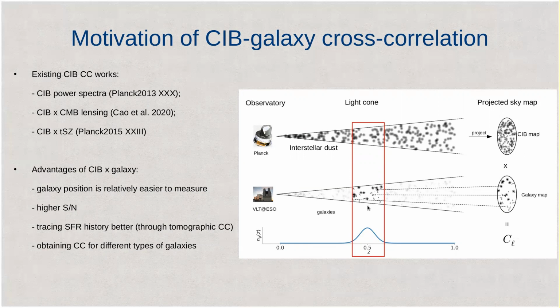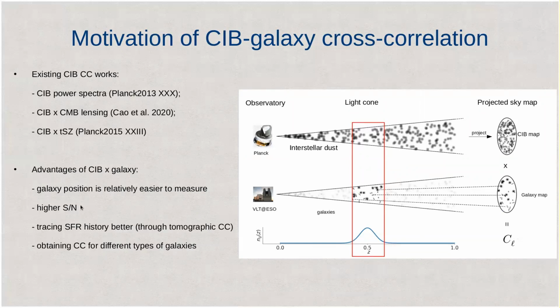For example, if you have a galaxy sample around redshift 0.5, then you cross-correlate that sample of galaxies with the CIB map. Then what contributes most is the CIB at redshift 0.5. So we can study the star formation rate at that redshift.